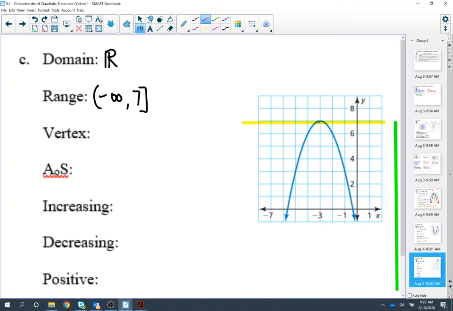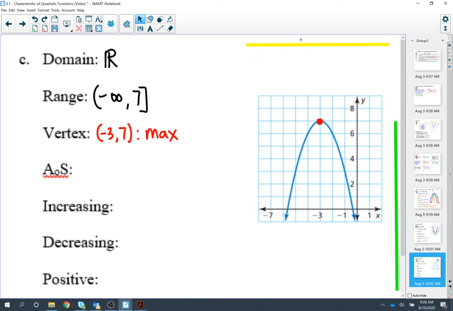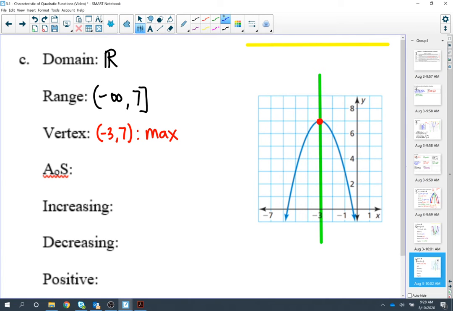Vertex, kind of originating point, -3, 7. Is it a max or is it a min? That would be a max because it is up at the top. It is a maximum point. Axis of symmetry, the line that kind of cuts our parabola in half, is sitting right there at -3. But more importantly, x equals -3.